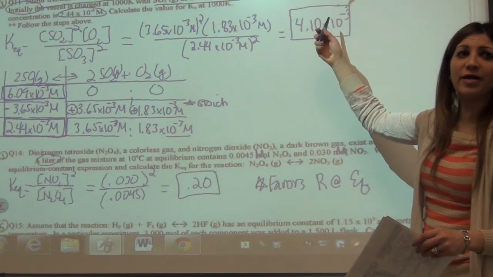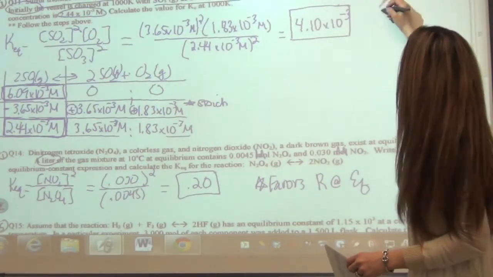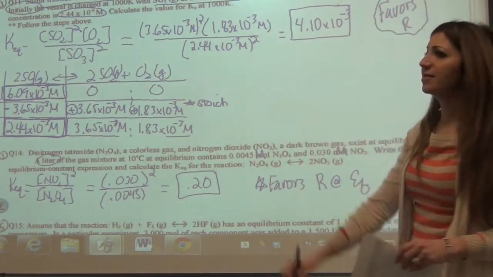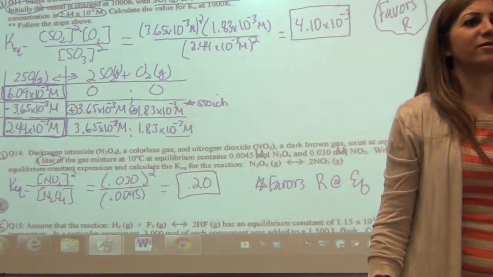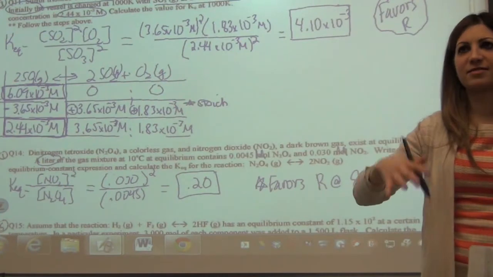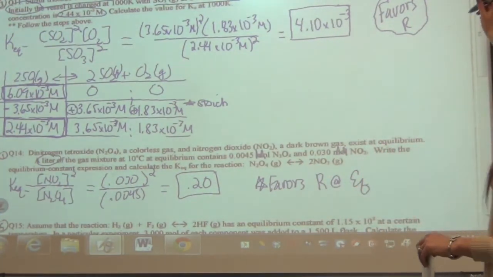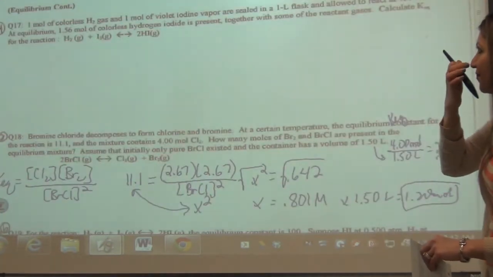If it's less than 1, you're favoring reactants. Perfect. At equilibrium, reactants are predominating, meaning that they're being favored. You have more reactants inside of your flask than you do products at equilibrium. Good? Okay, let's go to where I have Q4.